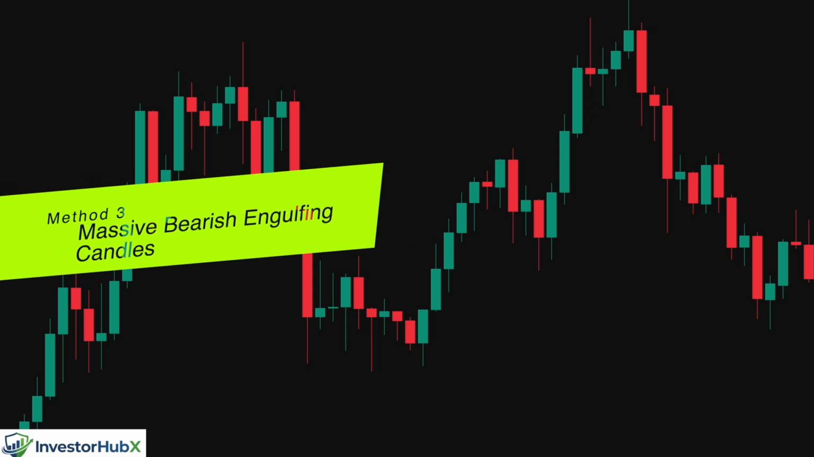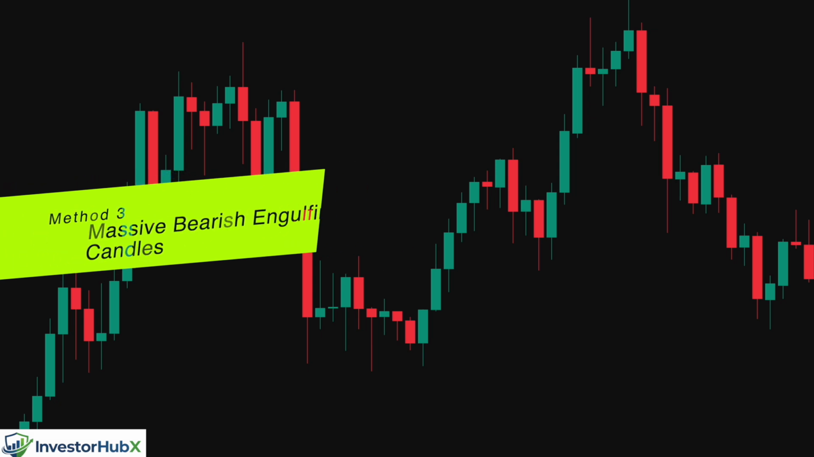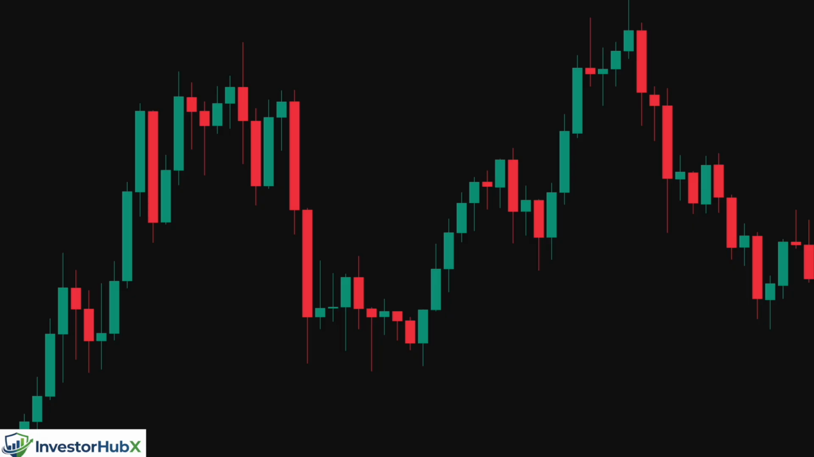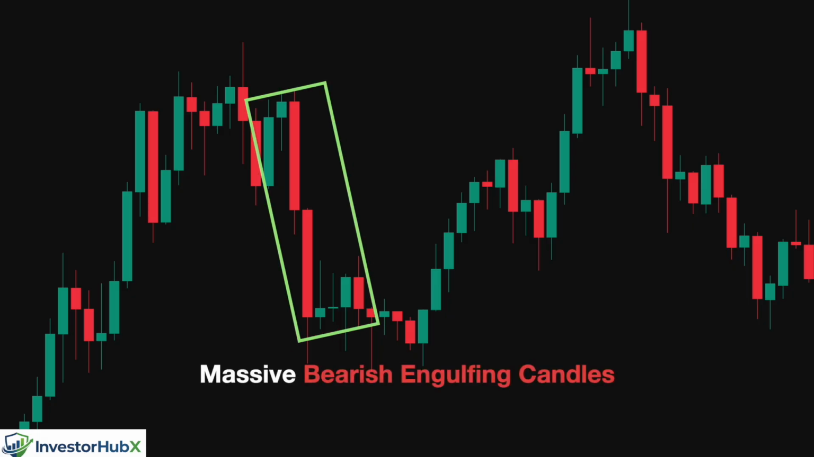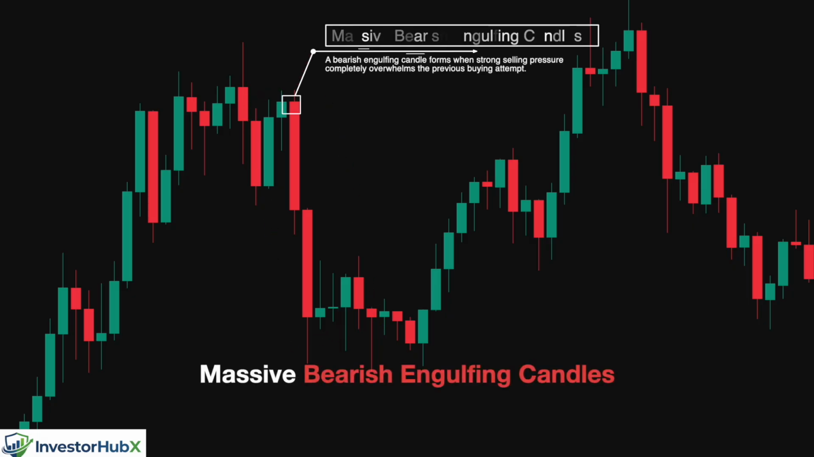One of the clearest signals of this shift is the appearance of massive bearish engulfing candles. A bearish engulfing candle forms when strong selling pressure completely overwhelms the previous buying attempt. These candles show that sellers are stepping in aggressively, often erasing prior gains in a single move. In the context of a bull market topping out, this is often a sign that control is shifting from buyers to sellers.